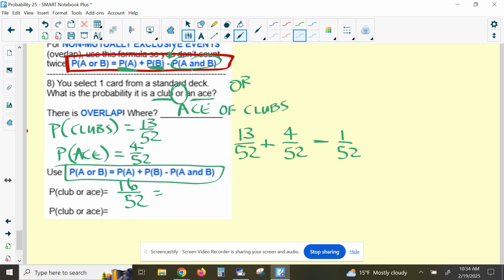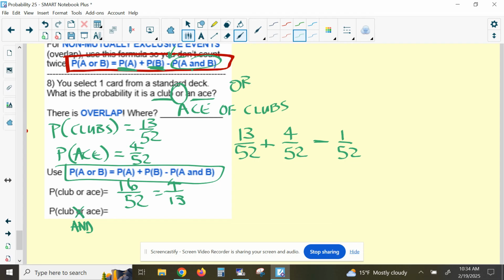Does that simplify? It does. Put 16 over 52 as 4 over 13. Okay. This right here is a typo. This is supposed to be and. So change the second one to and. One of them's supposed to say and one's supposed to say or. Obviously, I wouldn't do the same thing twice. That's weird.